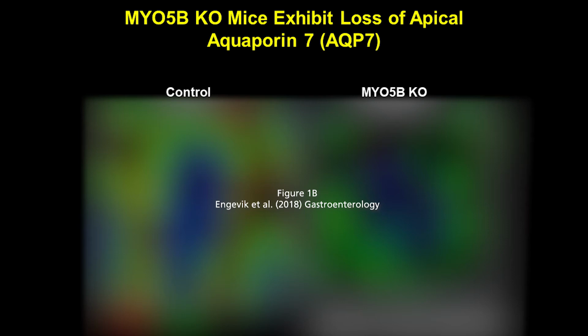So how does this all manifest? Well, you can imagine that two things are going on here. Here's a control mouse for aquaporin 7. And here's LAMP1, which is a marker of lysosomes. So you have a large fragmentation of the lysosomes that are probably eating up a lot of this aquaporin 7 that's not getting to the apical membrane.